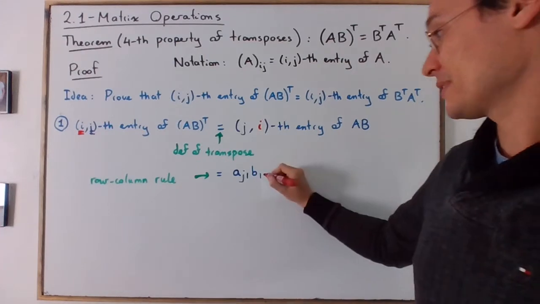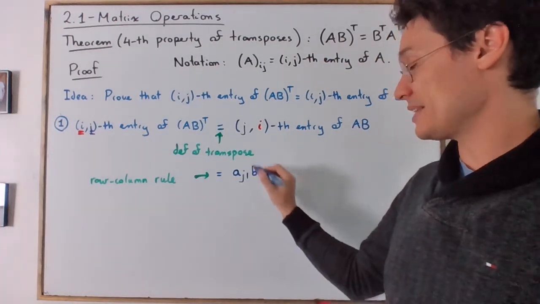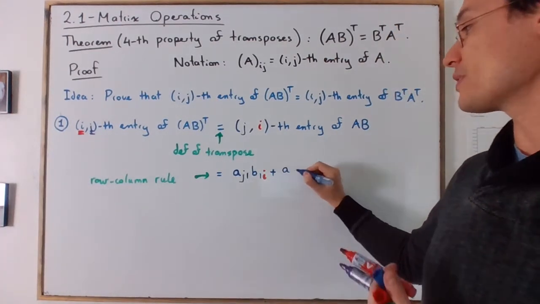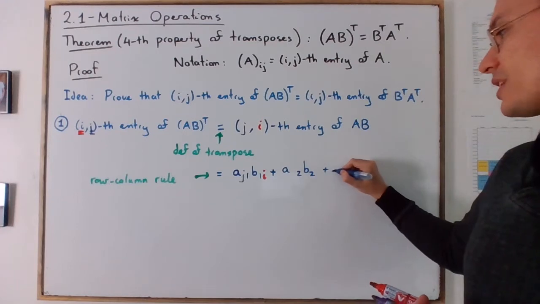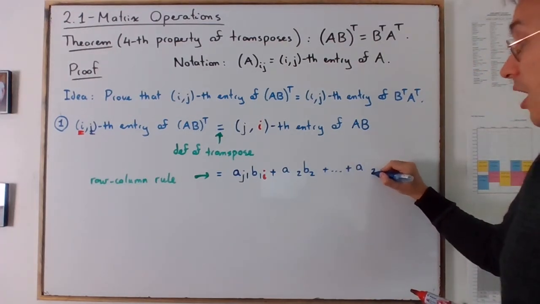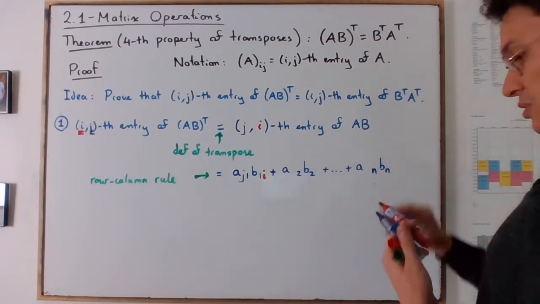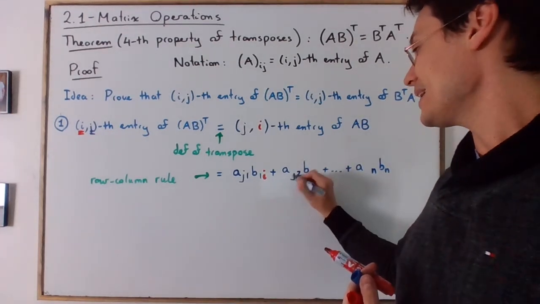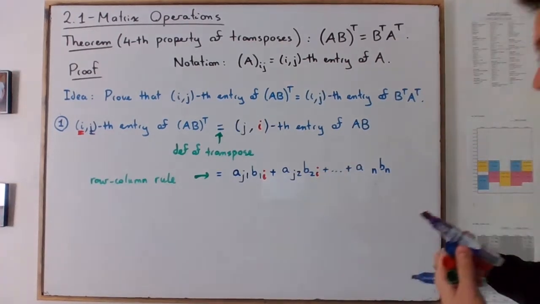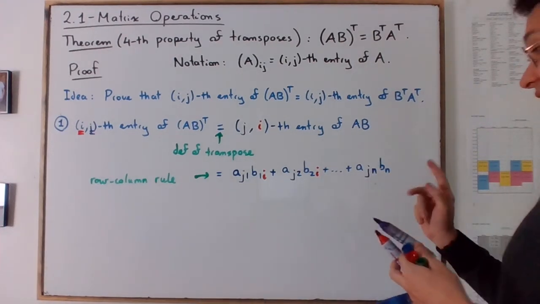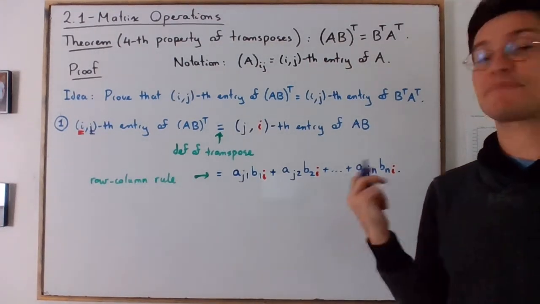B1i. Every element in the different columns of A, you multiply with the elements of the corresponding rows of B. So you'll have Aj2, B2i, and you continue like this until you hit the nth column, which corresponds to the nth row of B, reaching AjN, BNi. That is the end of step number one.